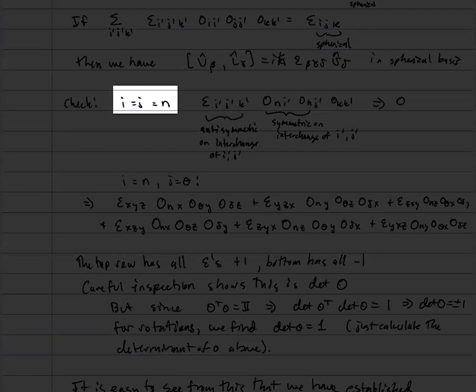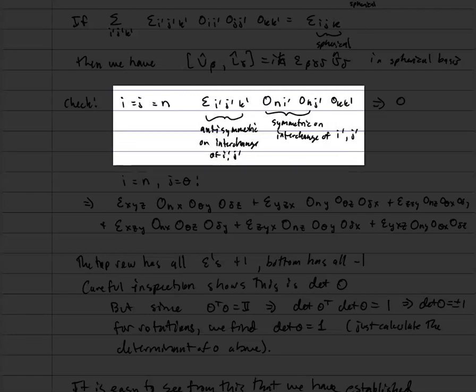Okay, so if i equals j and they're both equal to n, what we find is we get epsilon i' j' k', O_ni' O_nj' O_kk', and I'm summing over i' and j'. But the product O_ni' O_nj' is symmetric if I interchange i' with j'. But if I interchange i' with j' in the epsilon_i'j'k', that's antisymmetric. It changes sign. That means when I sum that over i' and j', it's going to equal 0. And indeed, the commutator of V_n with L_n is equal to 0.